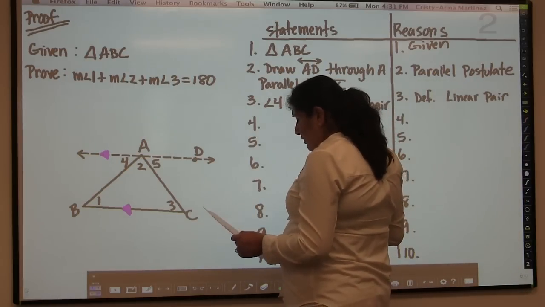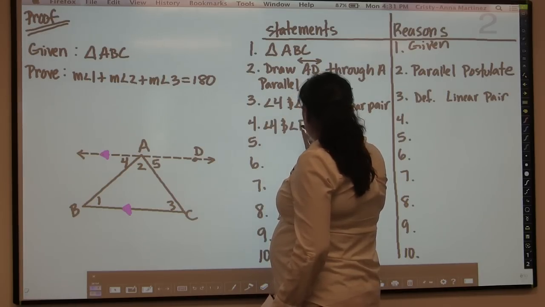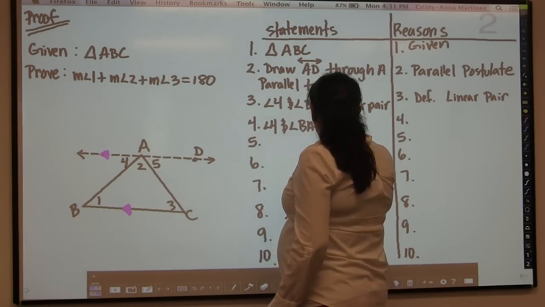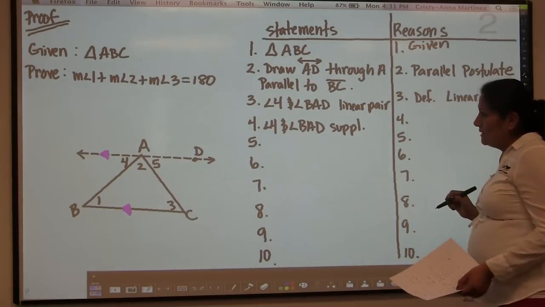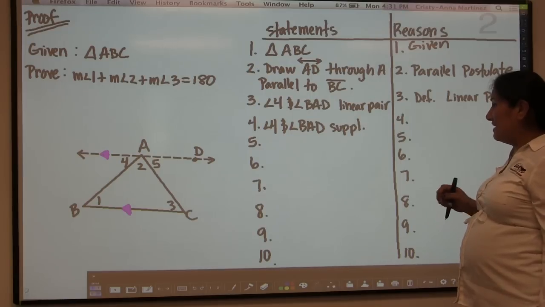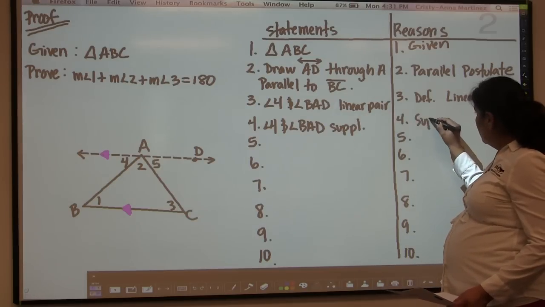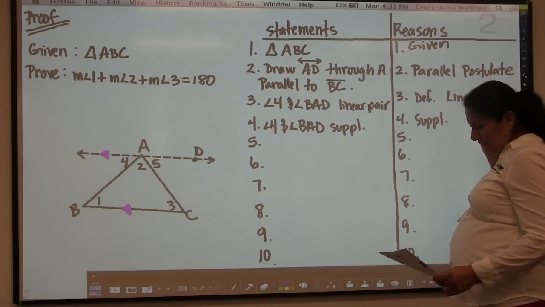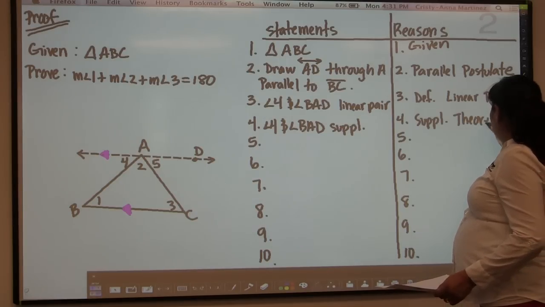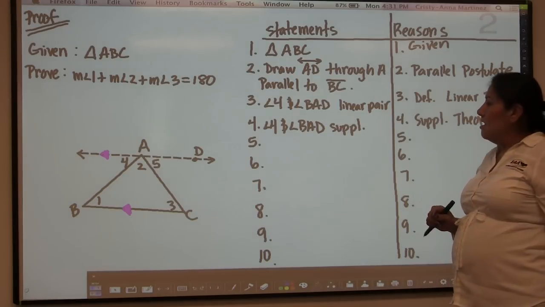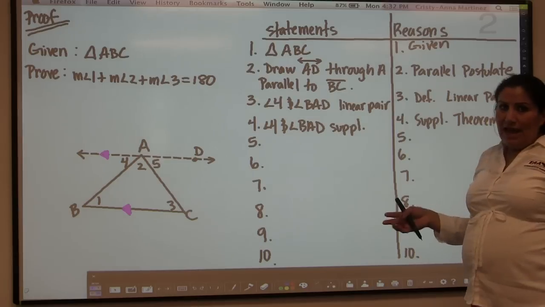And because they form a linear pair, angle 4 and angle BAD are what we call supplementary. And again, I have to abbreviate because I don't have enough space. But angle 4 and angle BAD are supplementary, and that's by the supplement theorem. And we talked about the supplement theorem in chapter 2, section 8. If you want to go back and revisit that lesson, basically it states that if two angles form a linear pair, then they add up to 180.